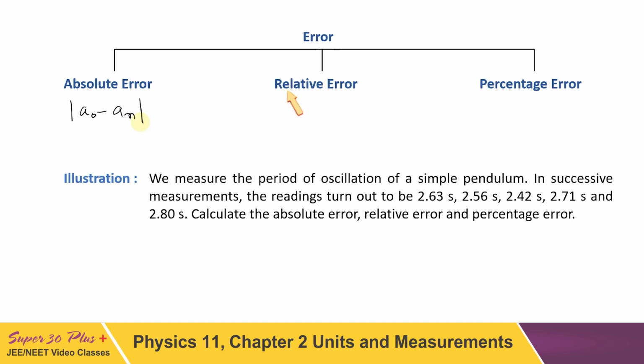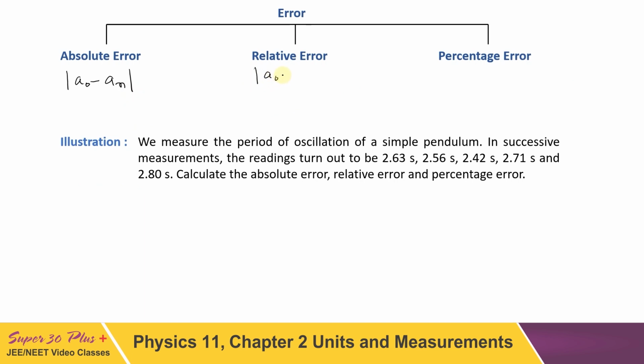Let us come to relative error. Mathematically it is defined as mod of A0 minus An, that is the absolute error, divided by A0, which is the true value. Now the relative term has more significance than the absolute term, and this is true for all kinds of examples.